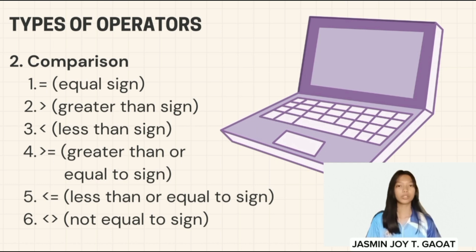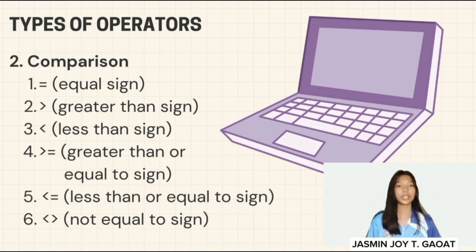If the value on the left is greater than the value on the right, it returns a result of true. For example, 5 is greater than 3, so this returns true. Next is the less than sign. This sign also compares two values and returns true if the value on the left is less than the value on the right. For example, 3 is less than 5, so the result is true.